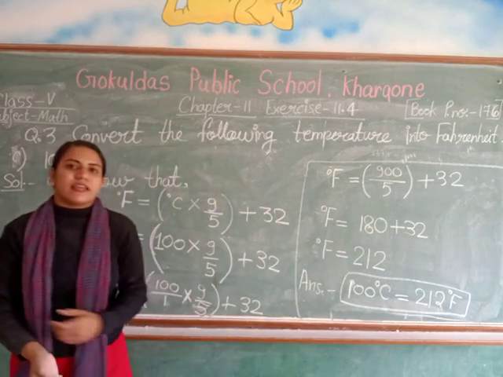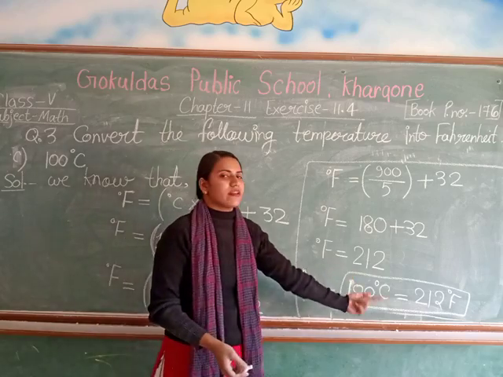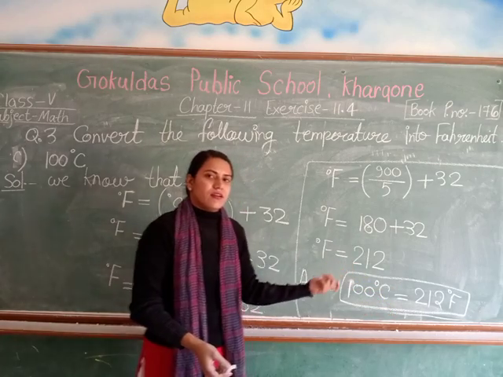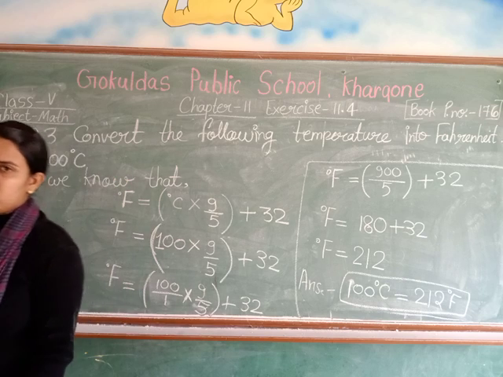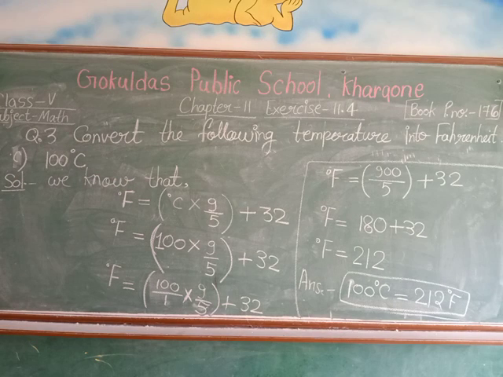In Fahrenheit scale, what you will see? You will see 212 degree F. And in centigrade scale, you will see 100 degree C. In a thermometer, two scales are there. So this is the solution. Note it down or take the screenshot.